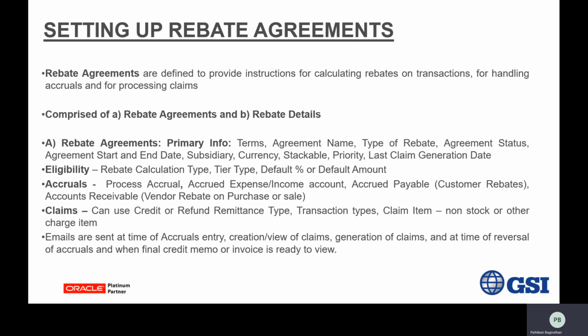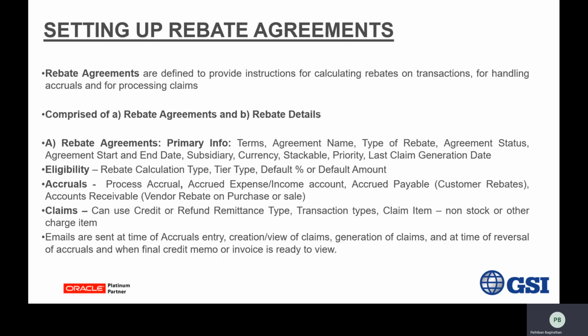Credit as in, is it a vendor credit? Or is this going to be a refund, like an invoice for the customer representing the vendor? So the transaction types, you have to define a claim item. This can typically be a non-stock item or other charge item, which will be on the claim, okay?